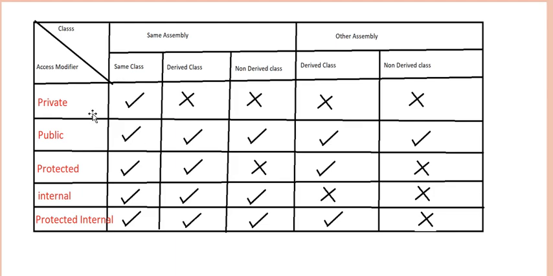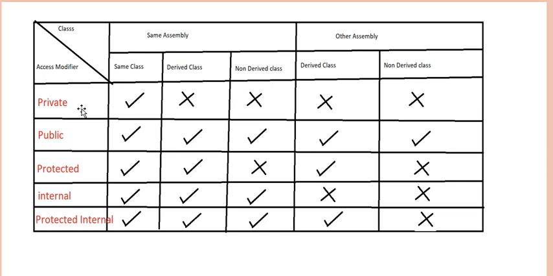So here is my next slide. C#.NET supports 5 different types of access modifiers: private, public, protected, internal, and protected internal. There are two sections available: the same assembly, that means the same project, and other assembly, that means other projects or class library.